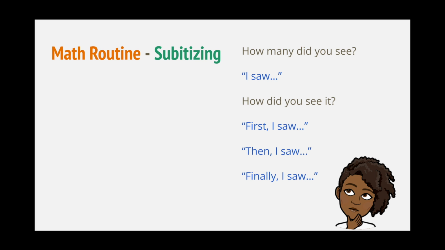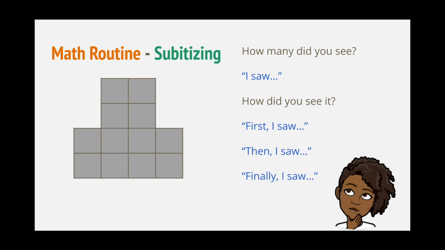All right, how many did you see? How did you see it? So I saw 12 squares. How did I see it? I saw the 4 on the top, then I saw the 8 on the bottom. And I know that 4 plus 8 equals 12. So there are 12 squares.